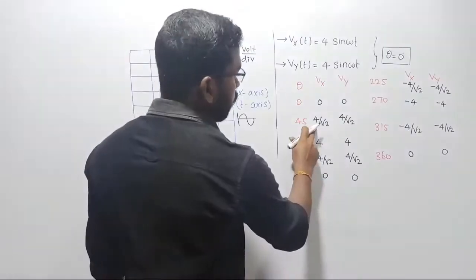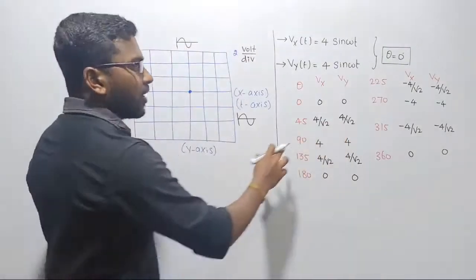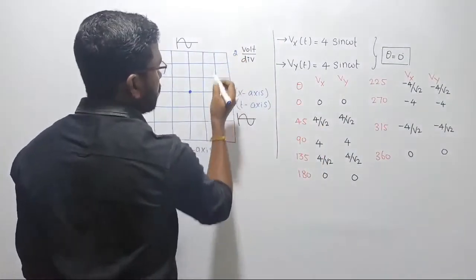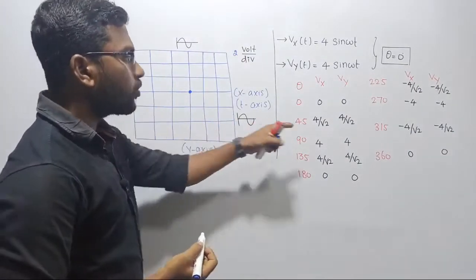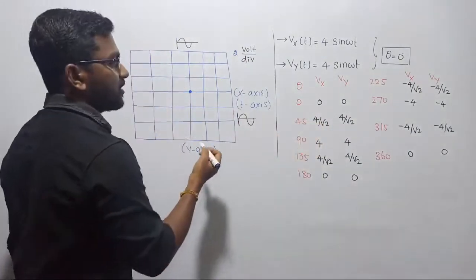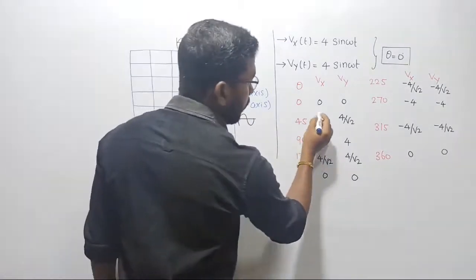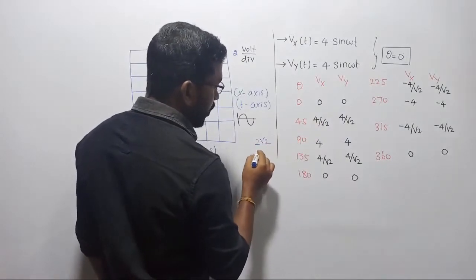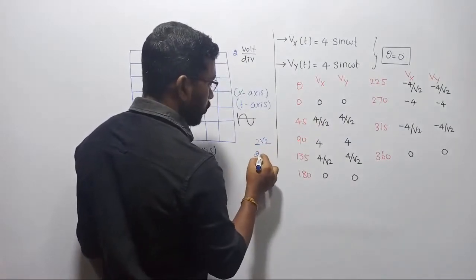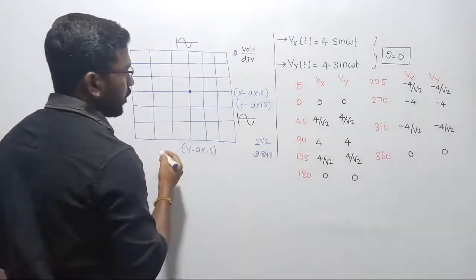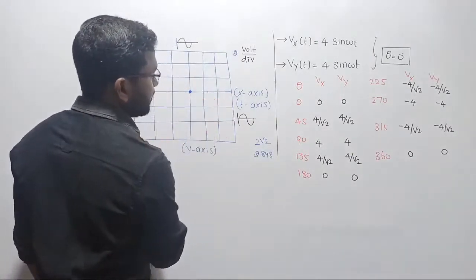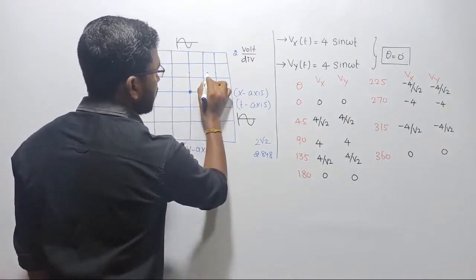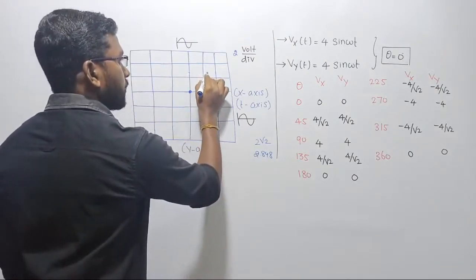Second point, both are 4 by root 2, 4 by root 2, right? Here this value cannot be marked exactly, because each and every division we are going to consider as 2 volts. So 4 by root 2 is not an exact division value. Where will 4 by root 2 come? 4 by root 2 is nothing but 2 into root 2, that is 2.848. It might lie somewhere here on the x-axis, and on the y-axis also somewhere here. If you join those 2 points, they will be joined somewhere here, and it will be spotted here.